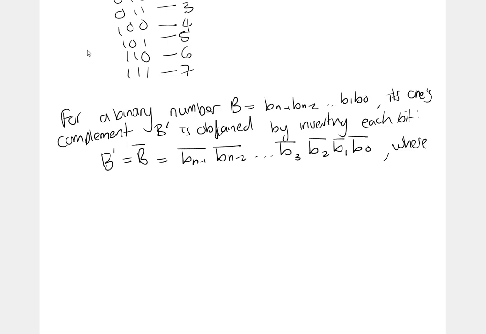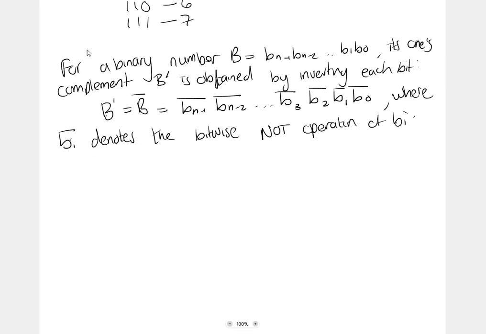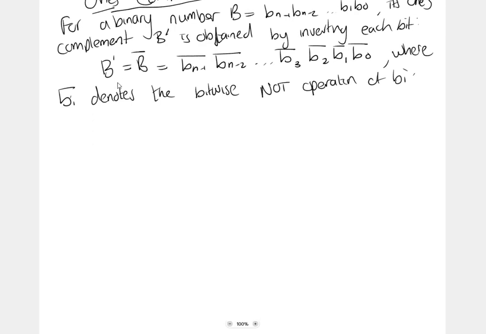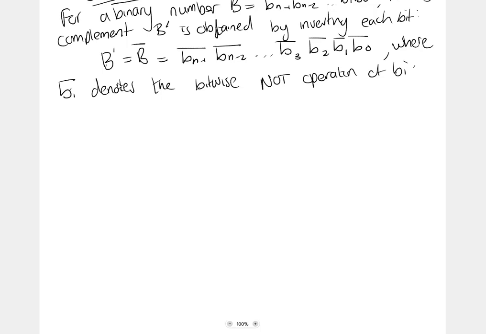Let's complete the definition, where b_i bar denotes the bitwise NOT operation of b_i. This is simple to understand. This just means that this is 1's complement. All this means is that we are just flipping the bits of a number.